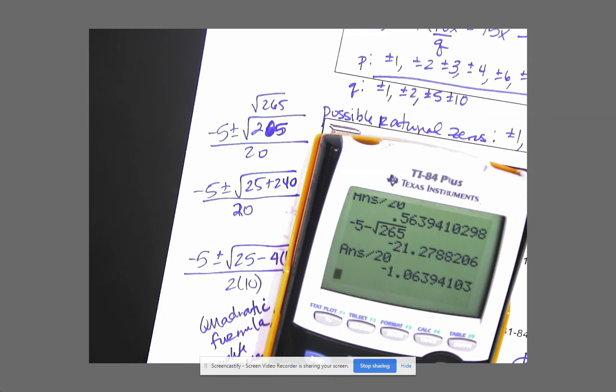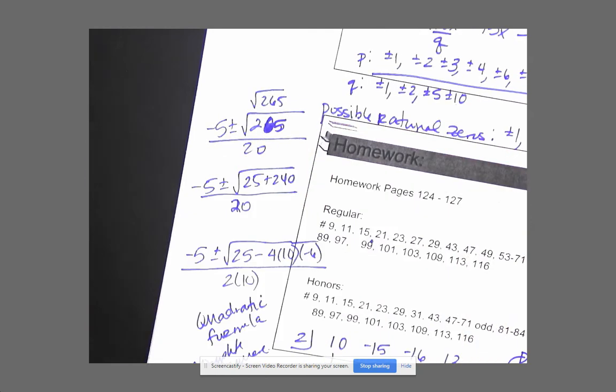So what's the moral of the story? Make sure you read the directions. Only do what the directions are asking. Good to go? Don't do any more work than you have to. Correct? Okay, there you go.